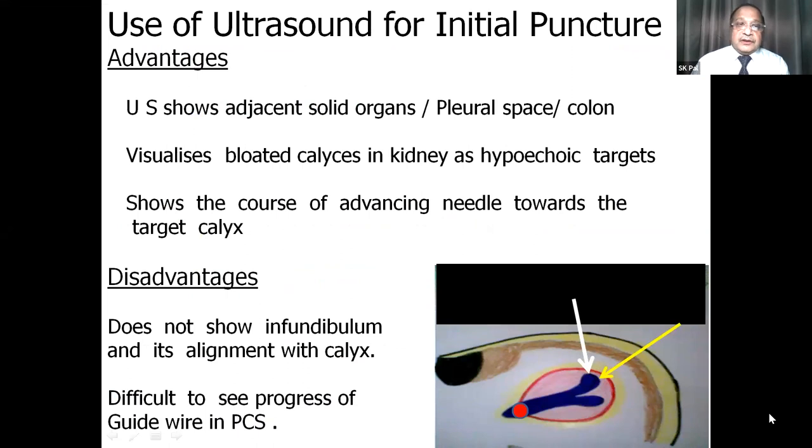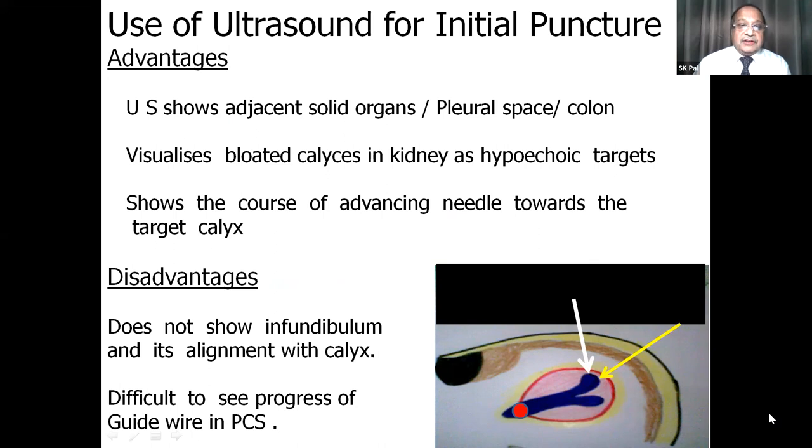The advantages of ultrasound in the planning and executing phase are that it shows adjacent solid organs. You can see the pleural space. You can identify the colon. It visualizes the bloated calyces in the kidney as hypoechoic targets, so you can identify and make the target. You can hit the target. And it can even show the course of the advancing needle towards the target calyx.